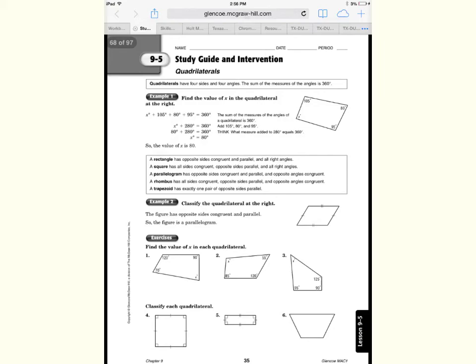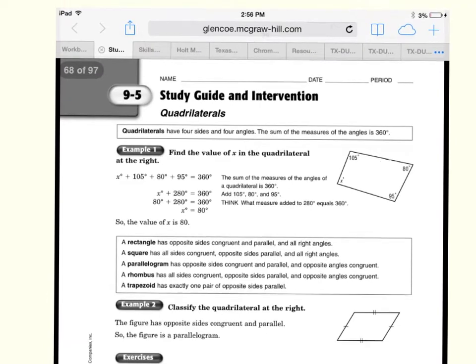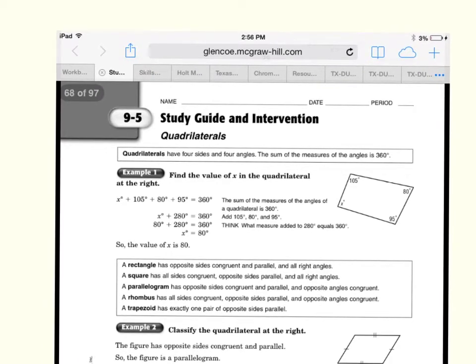Okay, this is lesson 9.5, quadrilaterals, and it's just about the same thing as triangles. It's the same idea. Here's some vocabulary. Quadrilaterals have 4 sides and 4 angles. So 1, 2, 3, 4, 1, 2, 3, 4. There's your 4 sides and 4 angles.